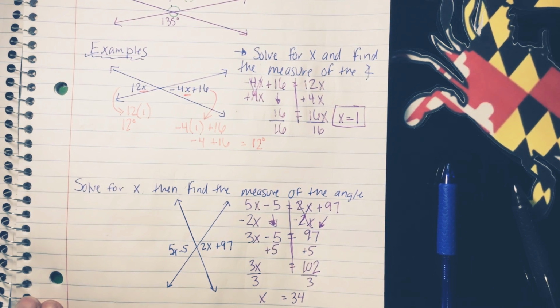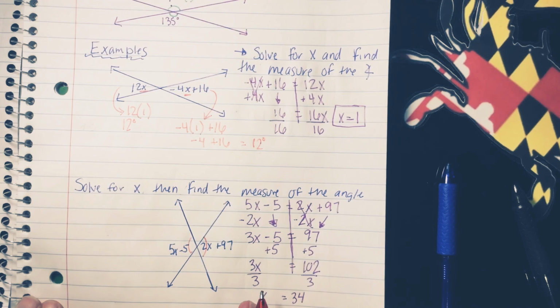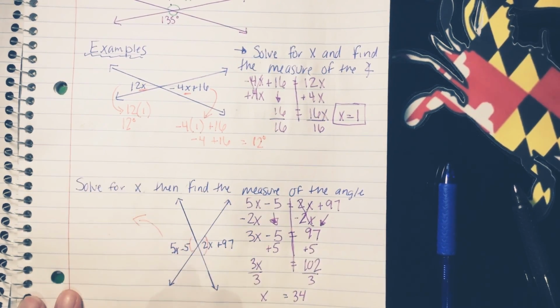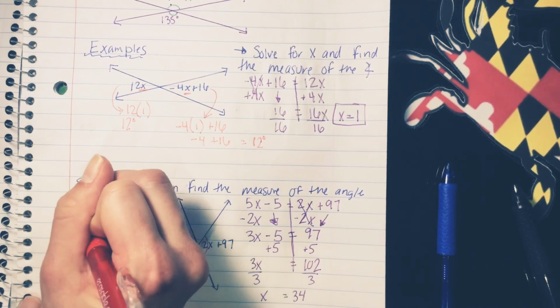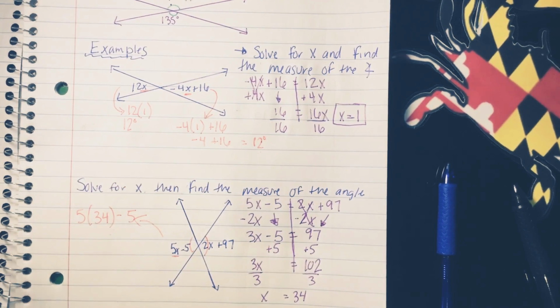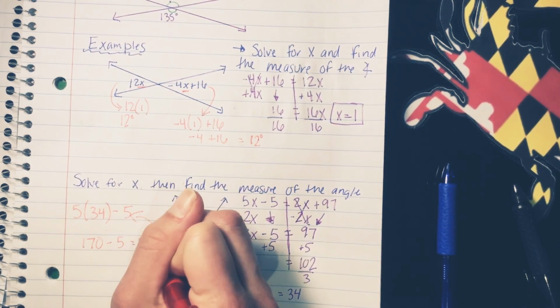We found what x is, but we also need to find what this angle is. Remember, these are the same, so you can choose whichever equation you want, and you can do both just to check your work. I'm just going to do this one right here. I'm going to plug my x into the equation: 5 times 34 minus 5. If you want to use a calculator, go for it. 5 times 34 is 170, and 170 minus 5 equals 165.